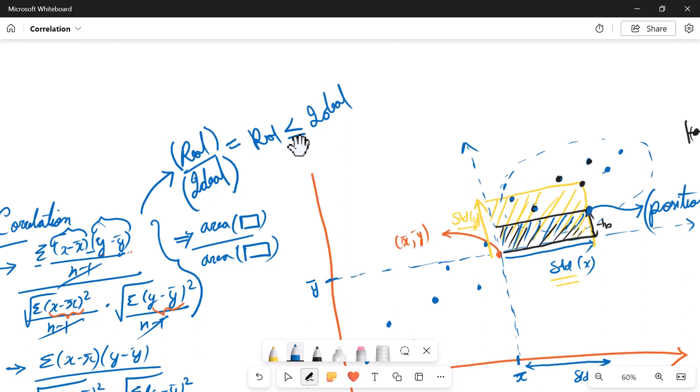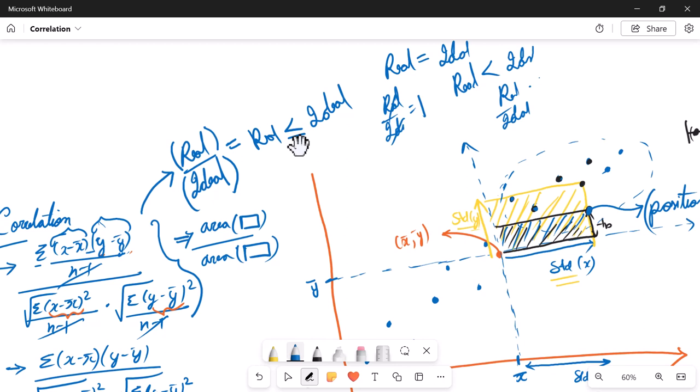So in the case when real is equal to ideal, the real upon ideal ratio will become 1. And if you have real as being less than ideal, then obviously real upon ideal will be less than 1. So the correlation metric is nothing but a ratio of real upon ideal case, and that's why the magnitude of correlation, if you're familiar with it, is always less than or equal to 1. The value of correlation always lies between minus 1 and 1. For positive relations, it is from 0 to 1, and for negative relations, it is from minus 1 to 0.